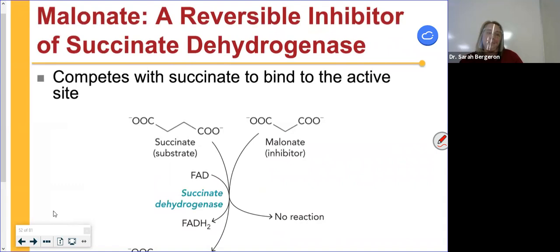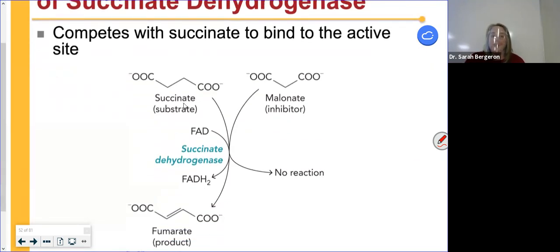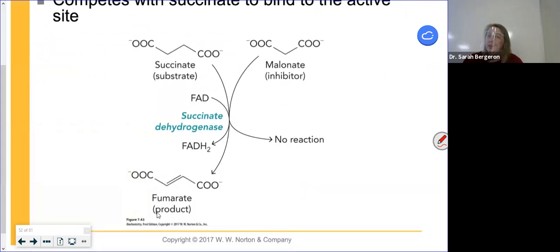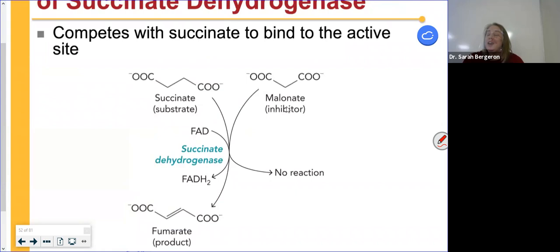All right, so here's an example of a reversible inhibitor. This enzyme is succinate dehydrogenase, and succinate dehydrogenase converts succinate, right, through a dehydrogenation reaction, beautiful name, into fumarate. Now, malonate is an inhibitor of succinate dehydrogenase because it will actually compete for binding to succinate dehydrogenase. So we have two substrates that will bind to the same enzyme, right? So if malonate is there, you're going to have no reaction.